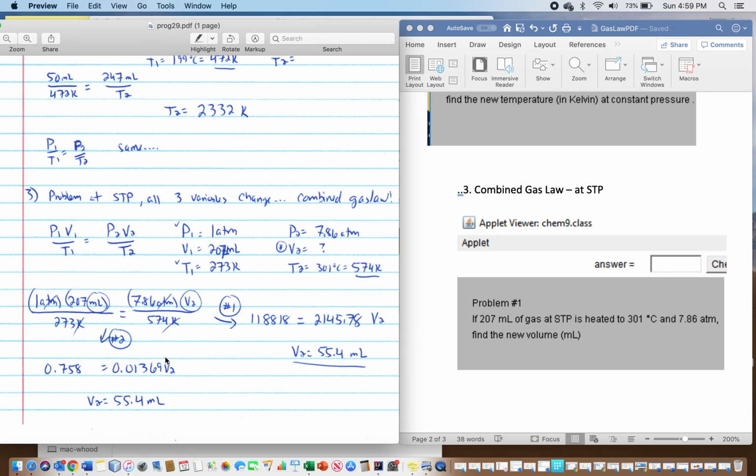Now again, I'm going to recommend you go work one of the PVs, go work one of the VTs, and then come work the STP problem. Don't start with this one. It's a little bit more involved. All right, so give that a shot. Again, this takes a little bit more time and effort.